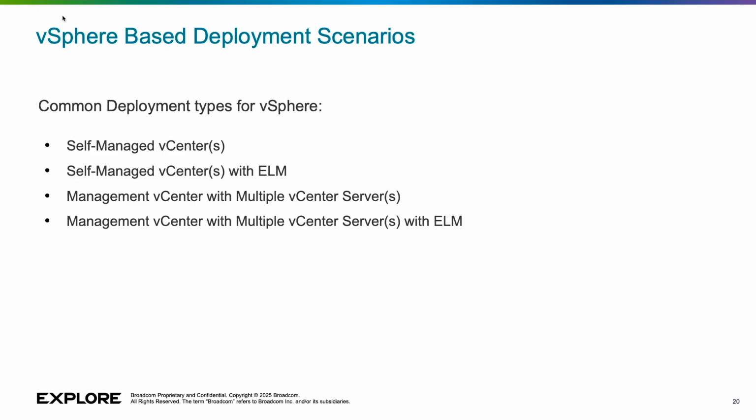And they fell into these 4 categories where you can either have a self-managed vCenter, you could do the same with ELM or enhanced link mode. You could have a management vCenter that actually has multiple vCenters on it, and the same one with ELM as well. I'm going to show you pictorial depictions of what these actually look like.